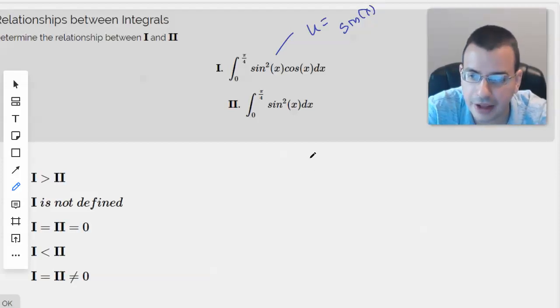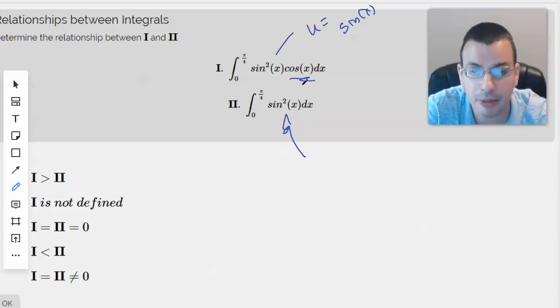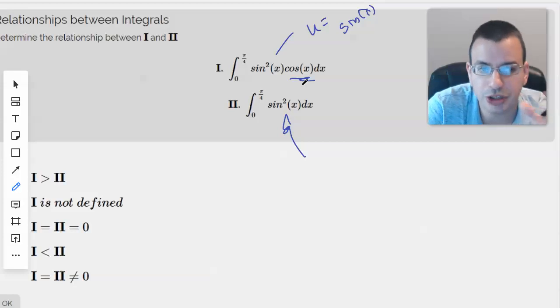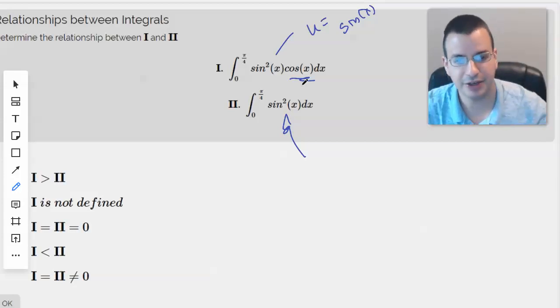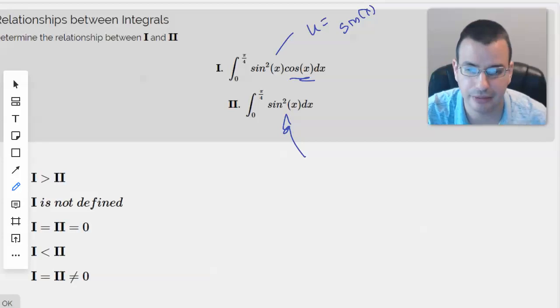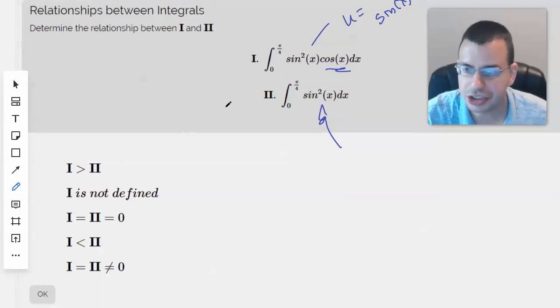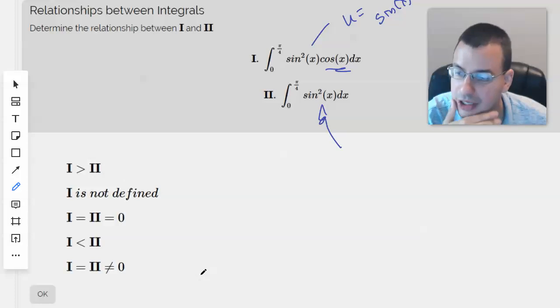And then we have this one right here, which is the same, but it doesn't have cosine of x. With the second one, we could solve that, but we'd have to use a half angle formula. It'd be kind of a fundamentally different method of attack. But what they're asking here is just which one is bigger than the other one. So it's like, all right, is 1 bigger than 2, 2 bigger than 1? Do they equal 0? Do they both not equal 0 but are equal?